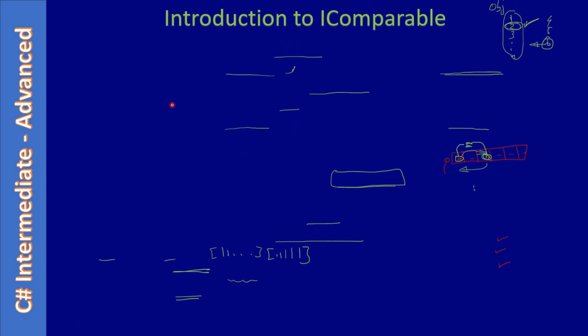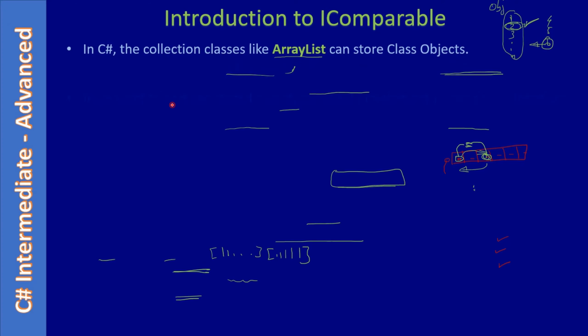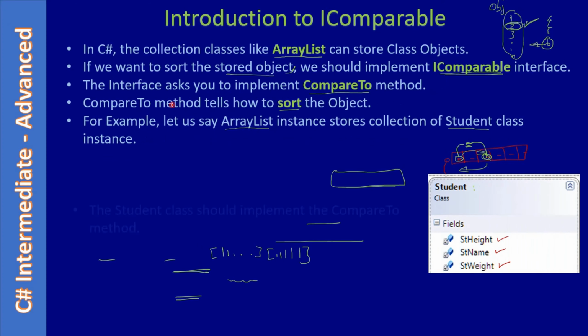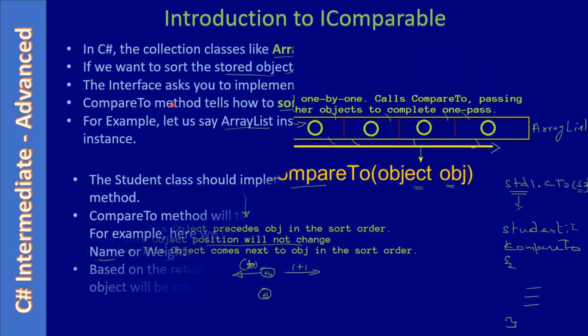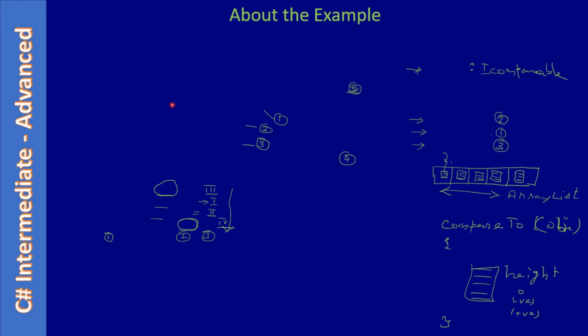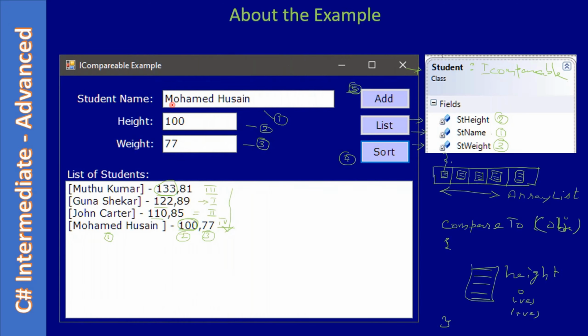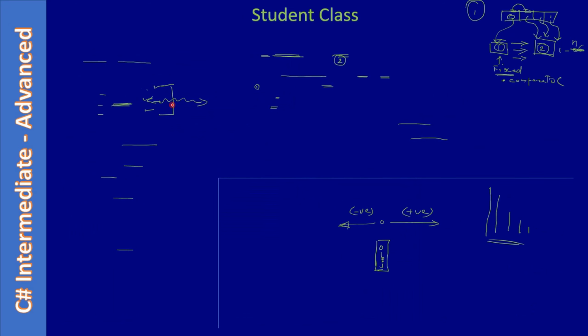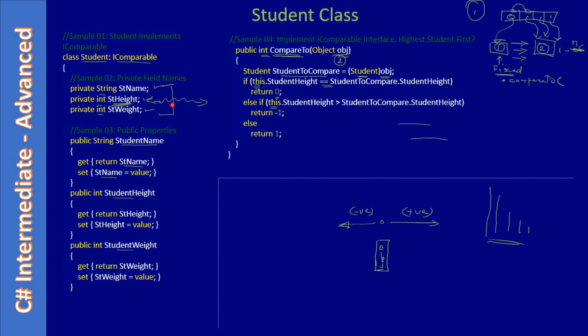So let's quickly review the previous 3 parts. In the first part, we learned about the IComparable interface basics. We also talked about the CompareTo method. After that, we talked about the example. In the previous video, we created the student class, and we will create multiple instances of this student class in our form behind code. And when the user clicks the add button, an instance will get stored into the array list.